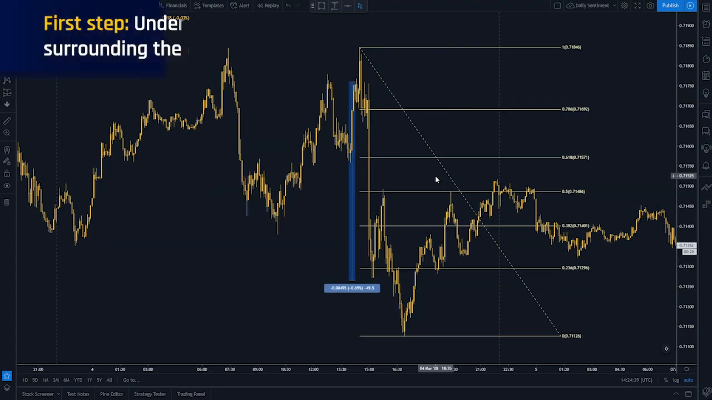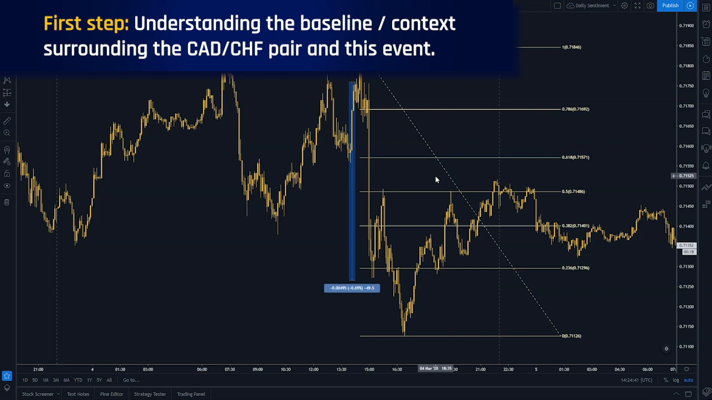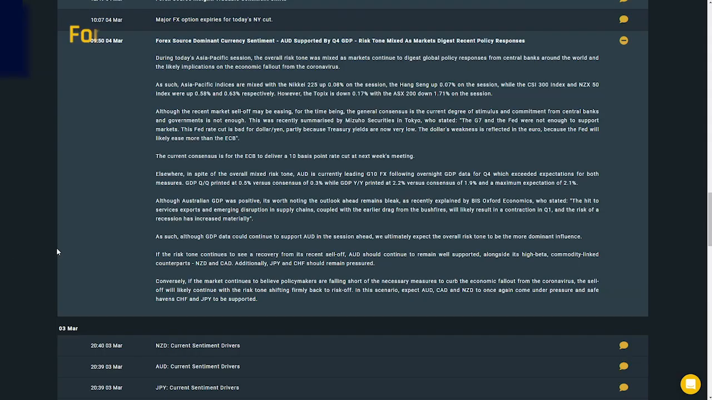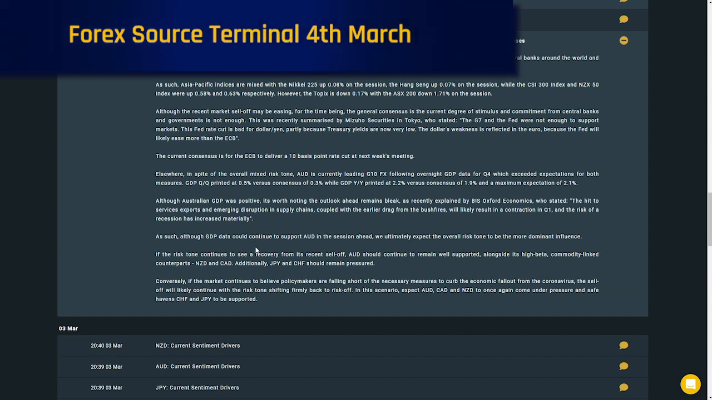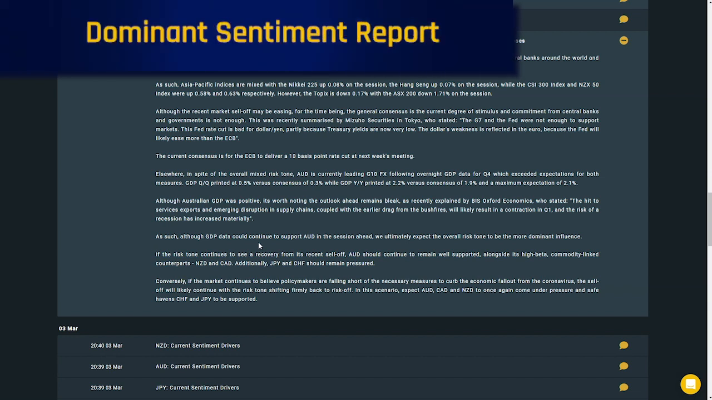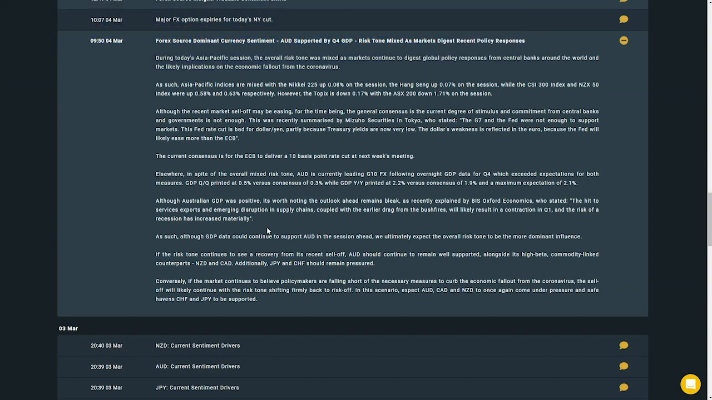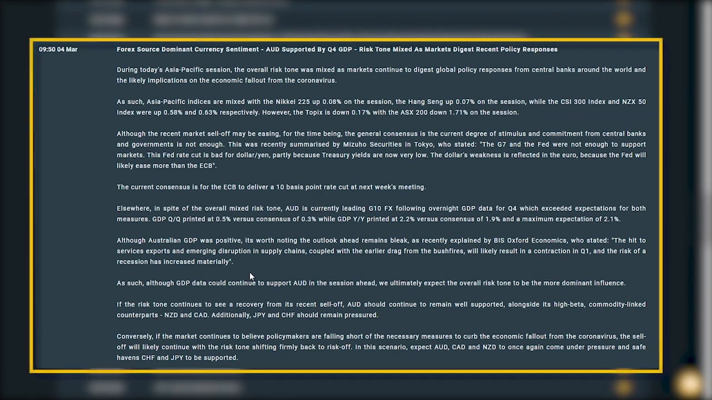So firstly, we need to understand the context or the baseline surrounding this pair before the move took place. So for that, we can jump to the Forex Source terminal on the 4th of March, where we can see we released our dominant sentiment theme report for the morning before the actual rate decision, saying that the market was in a cautious risk tone after the G7 finance minister and central bank meeting fell short of the market's expectations to curb the economic fallout from the coronavirus.